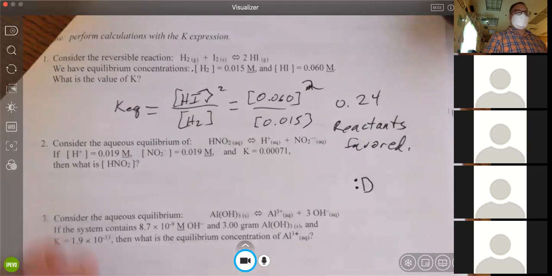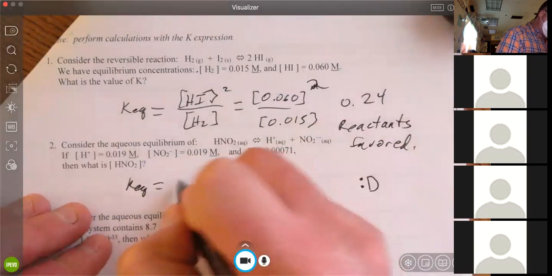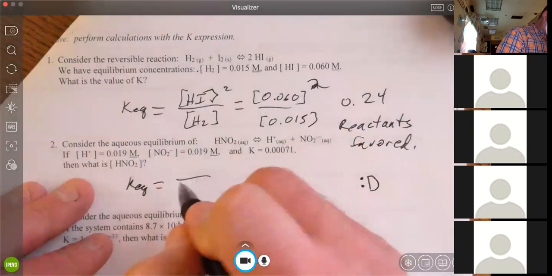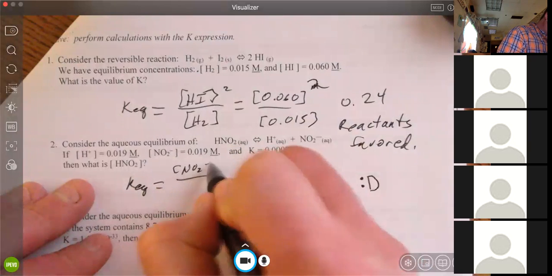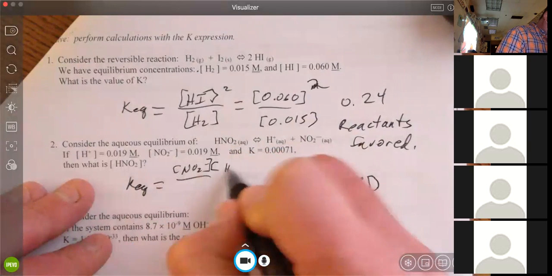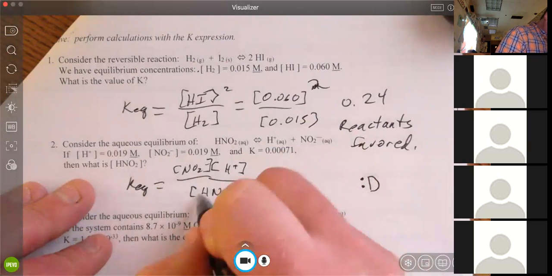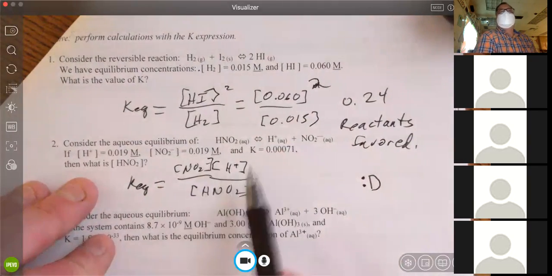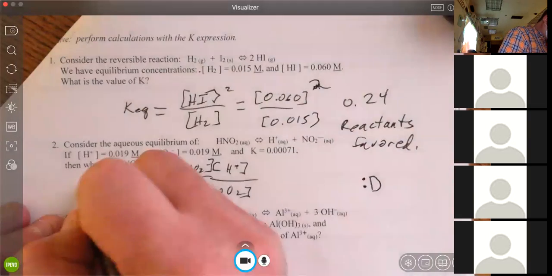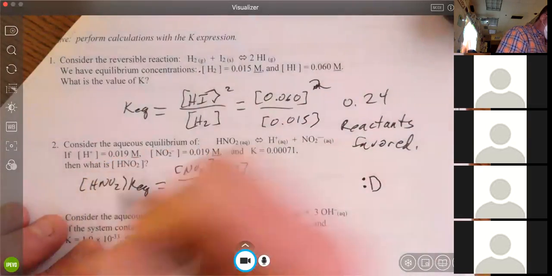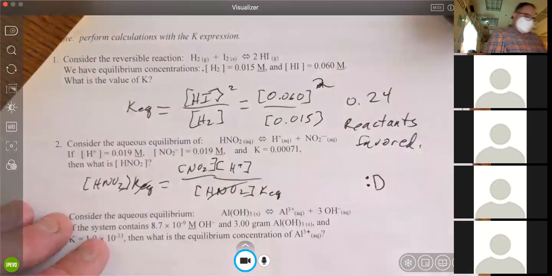All right, so what's weird about this one? We are solving, and hopefully the algebra did not fool you on this. So we have K sub EQ, products over reactants. Remember, I am weak on math skills, so I have to do everything like this, not much in my head. If I'm setting this up, but I'm trying to solve for HNO2, what do I want to do to both sides? Multiply by HNO2 and divide by K sub EQ. So we get that right there.